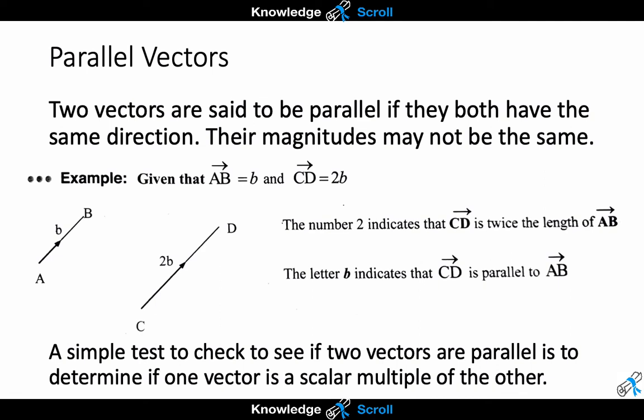I mean, it is pretty obvious that CD is twice the size of AB because of the 2 in front of the B. But because both of them have B and nothing else, that means that they both have the same direction. So these two vectors are parallel. A simple test to check to see if two vectors are parallel is to simply determine if one vector is just a multiple of the other, a scalar multiple to be exact.